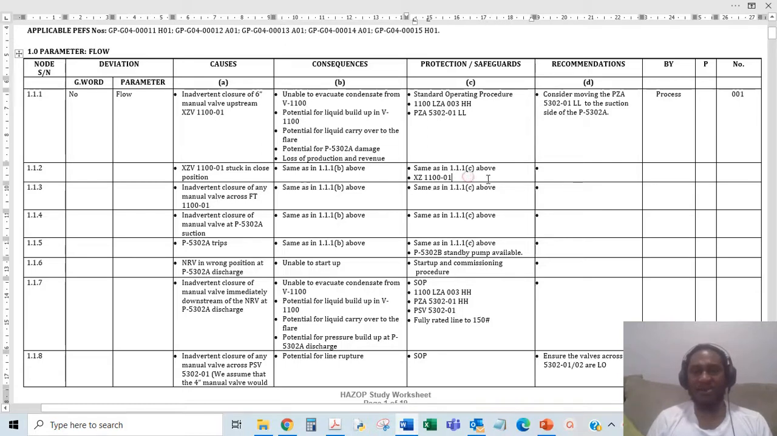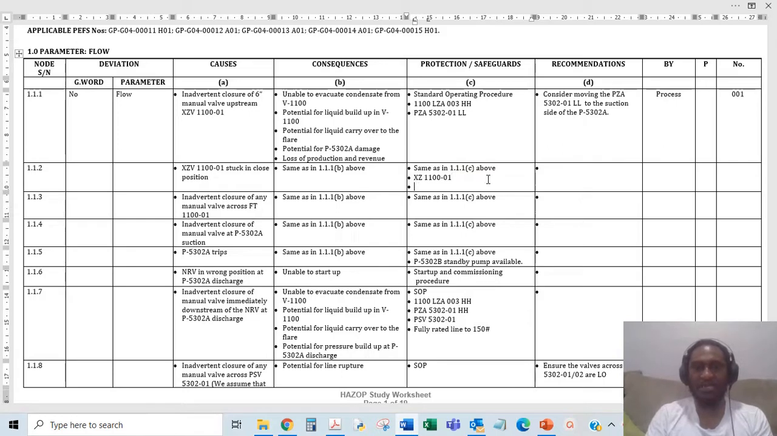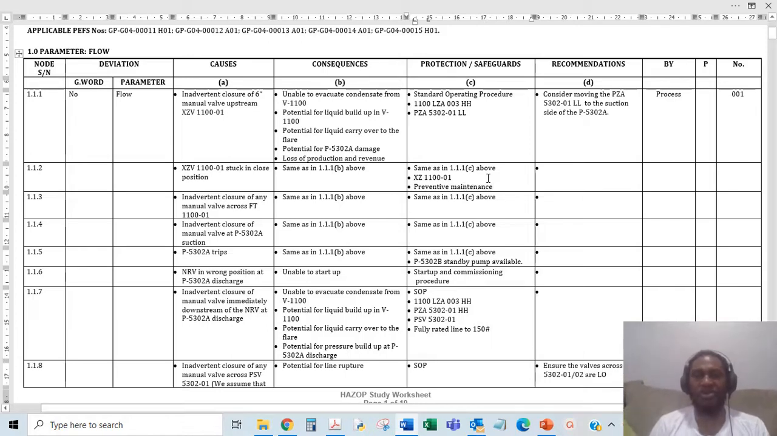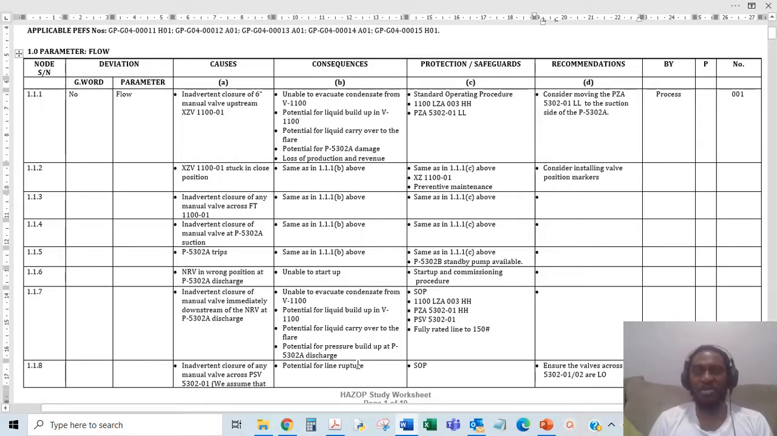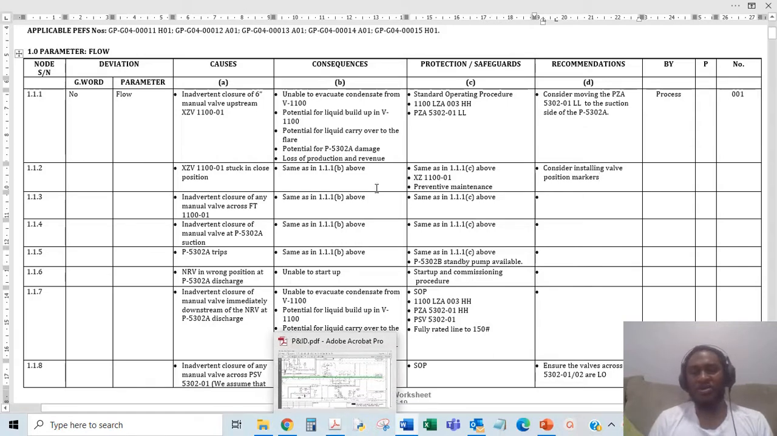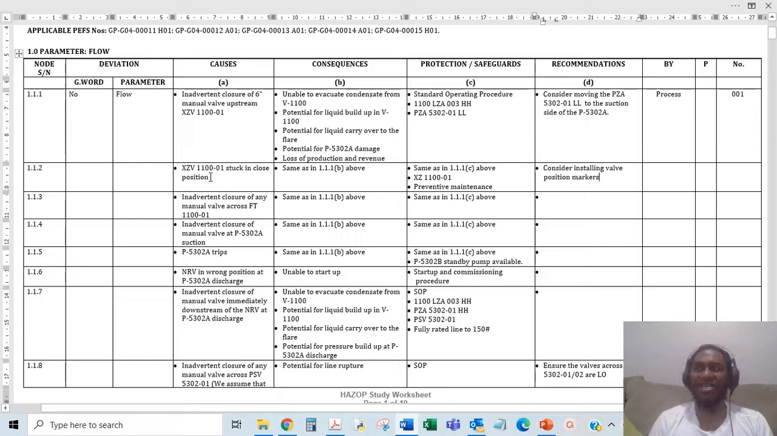And then recommendations, well, no recommendations for that. But also we could say stuff like here we could also put in preventive maintenance, which is some sort of protection, because if you're doing your proper maintenance, your XDVs, your shutdown valve, shouldn't get stuck closed. And also you could say consider installing valve position markers. This is very good because it shows the position of the valve in the control room. So if the valve is stuck closed, the control room will immediately see that this valve has a problem, or if it's stuck open, it would see that it's permanently stuck open.